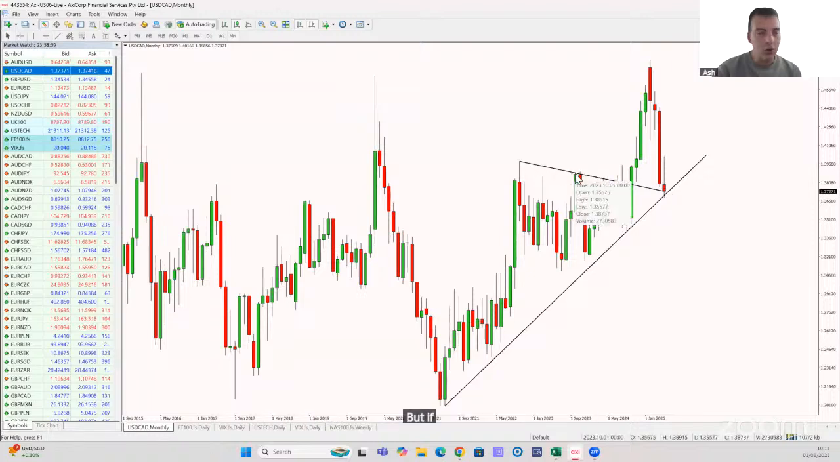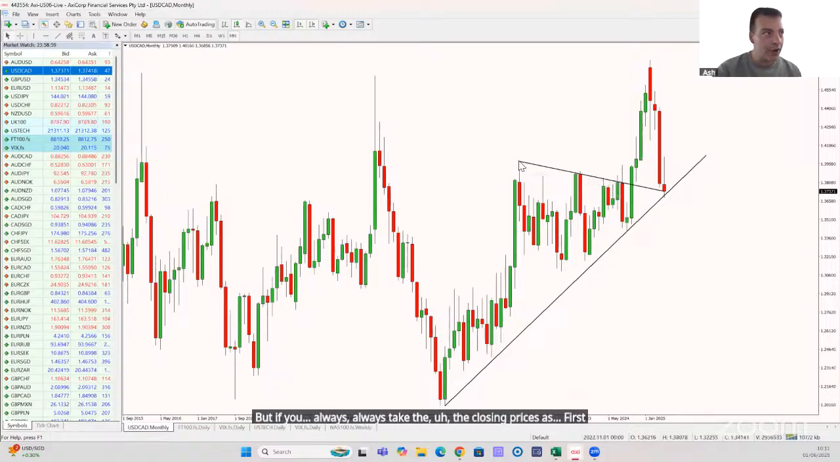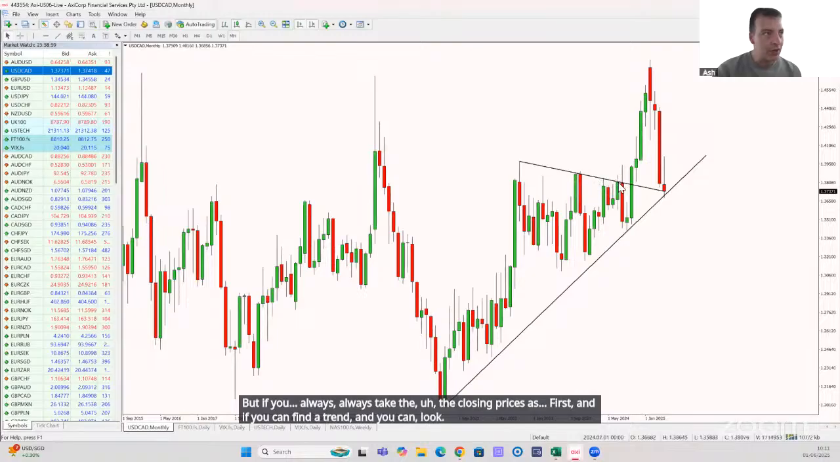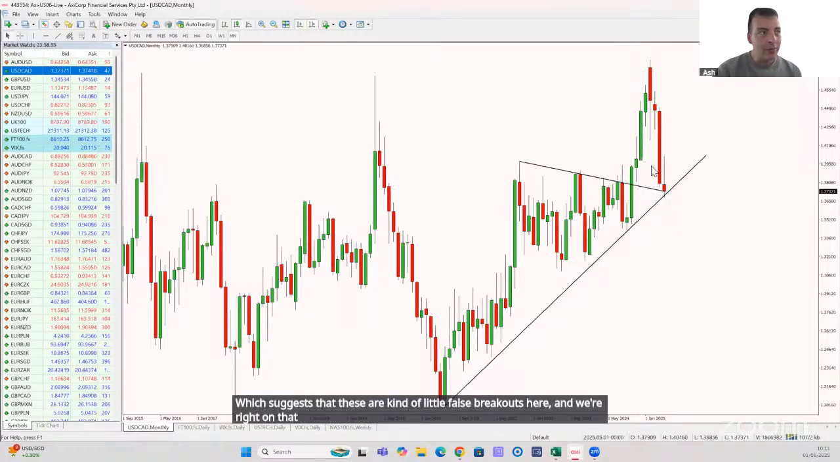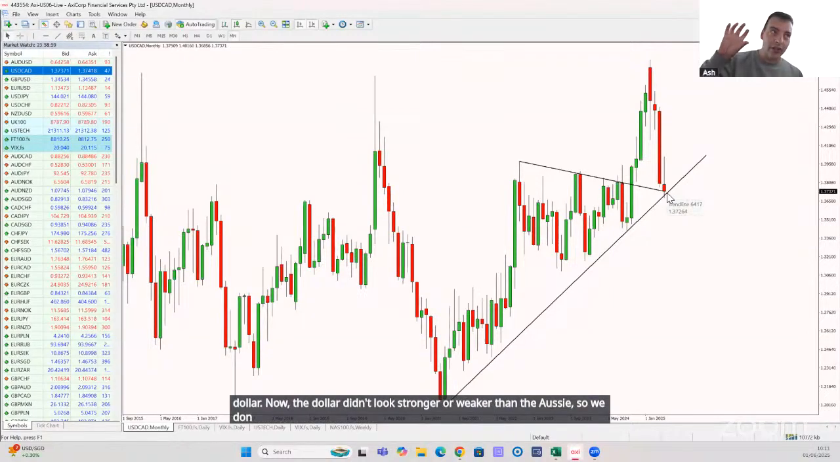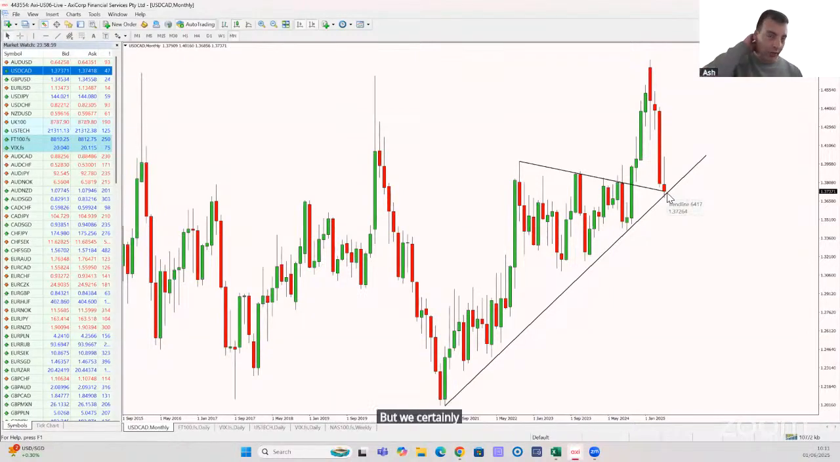But if you always take the closing prices first, and if you can find a trend, and you can, look, there's closing prices here and there's closing prices here with this touch, which suggests that these are little false breakouts here, and we're right on that area. So here's a buy zone on the dollar CAD. So now we're starting to get a picture. Okay, well, the CAD is weaker than the dollar. Now, the dollar didn't look stronger or weaker than the Aussie, so we don't necessarily want to trade the dollar CAD, but we certainly want to start looking at the CAD maybe on our sell list and something else on our buy list. It wasn't the Aussie.